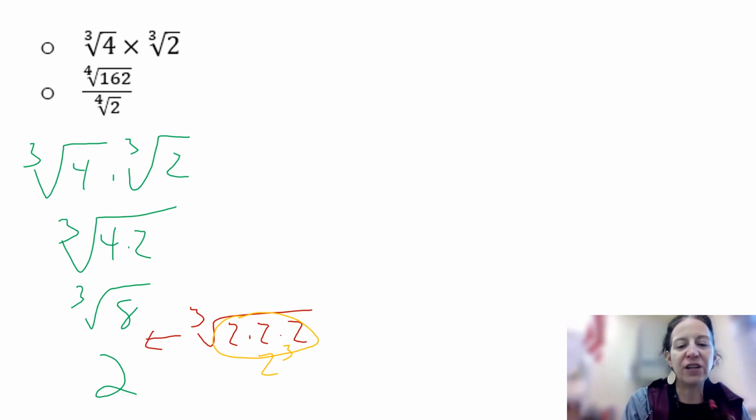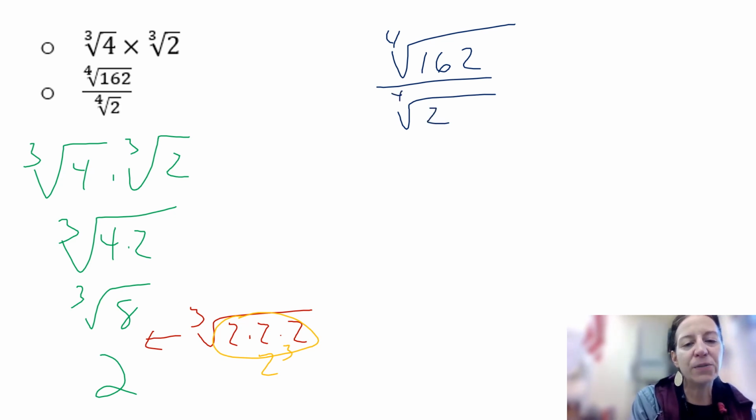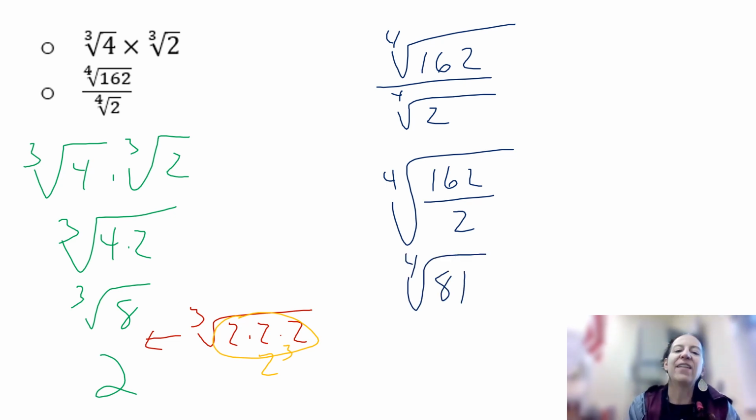All right, for the division, we have the fourth root of 162 over the fourth root of 2. And the easiest way to probably do this one is to kind of see where this goes. The fourth root of 162 over 2. And then you might want to grab your calculator, but I believe that is 81. And then again, of course, we want to simplify this further.